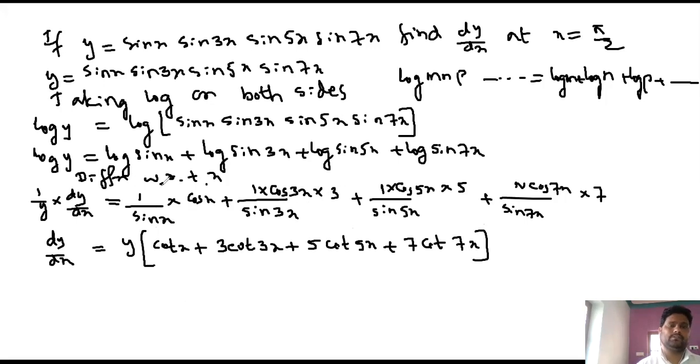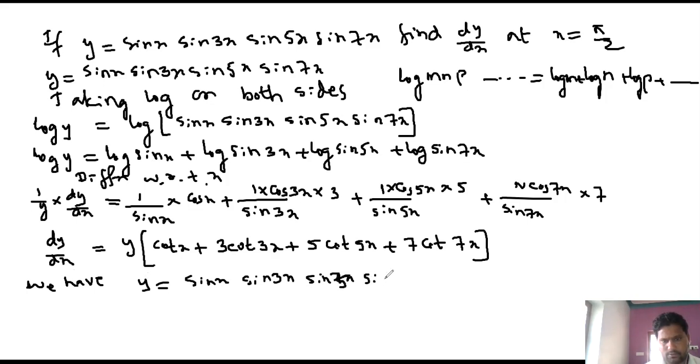When you put y, this is the given dy by dx. Now we substitute x equal to pi by 2. First put x equal to pi by 2 in the given expression to get y. We have y equal to sin x sin 3x sin 5x sin 7x.